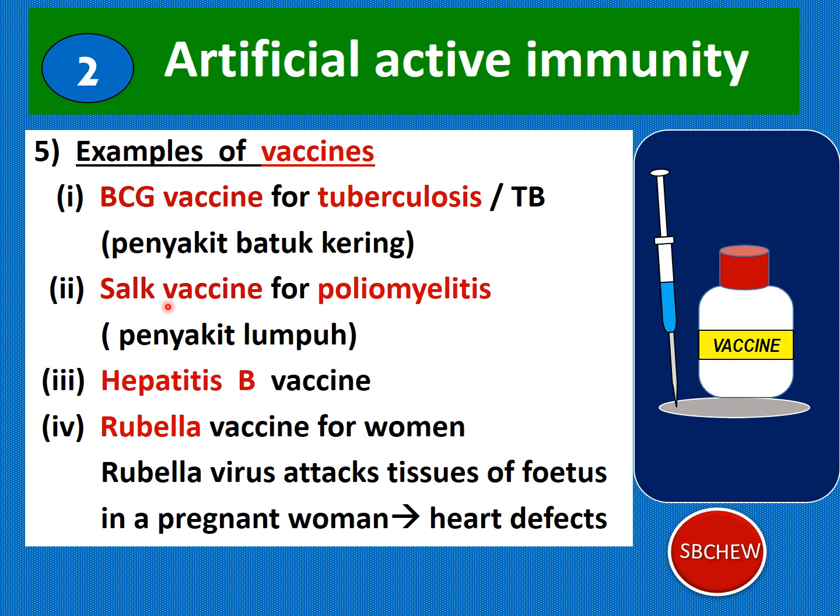Second vaccine is called the Salk vaccine, invented by Dr. Edward Salk for poliomyelitis. Poliomyelitis is a dangerous disease that attacks the nerves and can cause paralysis. The third vaccine is for hepatitis B, which is a liver disease. And the fourth vaccine is rubella vaccine for women.